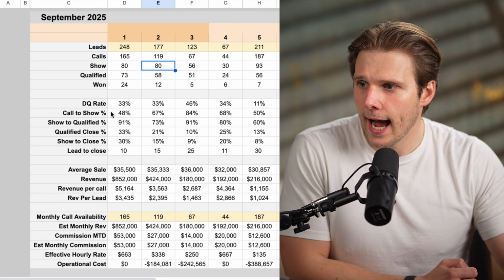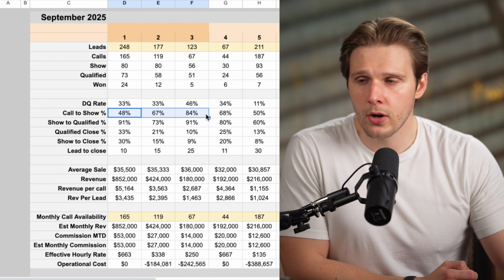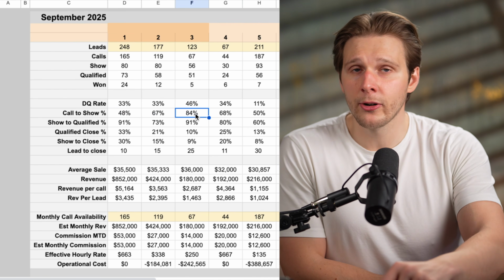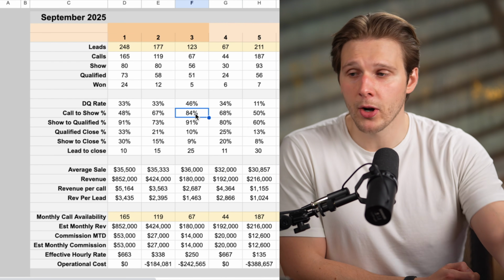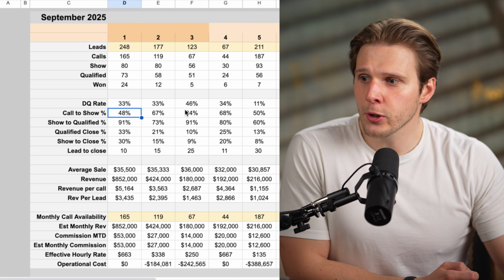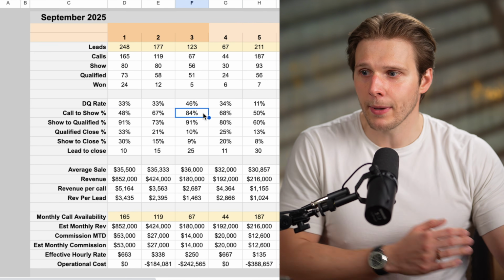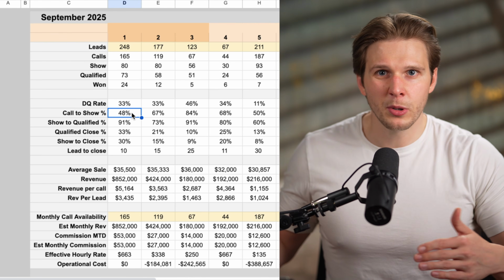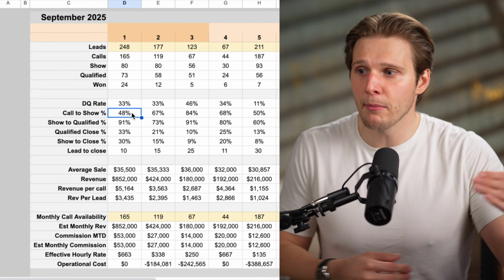So the differences here actually illustrate who is better at getting people on calls. For example, I can tell rep 3 here with an 84% call to show rate is way better at pre-call communication and getting people to show up on his calendar than, for example, rep number 1. So if I was to coach these two reps and help them get better at what they do, I could very quickly say that this rep just needs to do a little bit more pre-call communication to be able to get more of their people to show up.